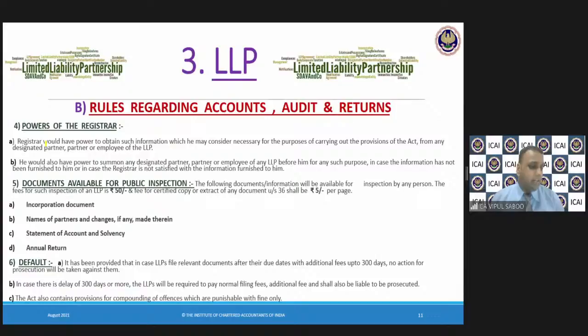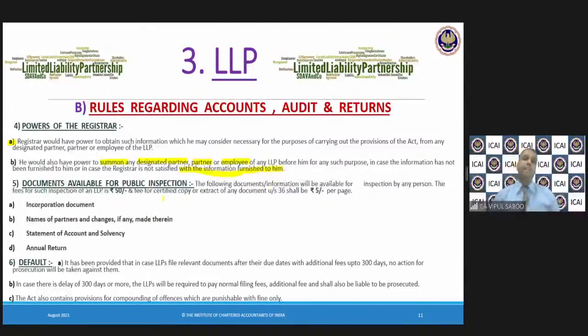Powers of the registrar. Again, the registrar has the power to obtain such information as he may consider necessary. The registrar can anytime call for any information to see whether the LLP is complying with the provisions of this Act. He would also have the power to summon. What is summon? Summon is sending a notice to any designated partner or employee of any LLP. So he can summon anyone, a designated partner or employee of any LLP, before him for any such purpose, in case the information has not been furnished to him or in case the registrar is not satisfied with the information furnished to him.